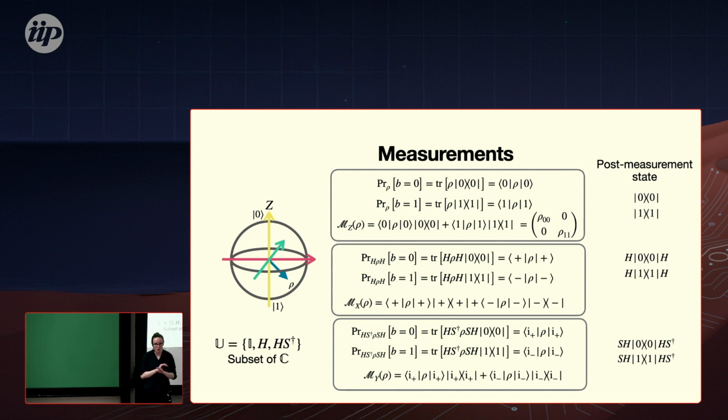We forget all the information about the phases. This would be the measurement channel in the Z basis. You can do similar calculations for the X and Y basis. So these are 3 channels that themselves do not preserve all the information in our quantum state. They forget about certain information, which is bad.